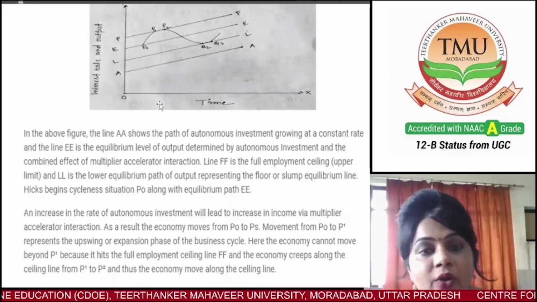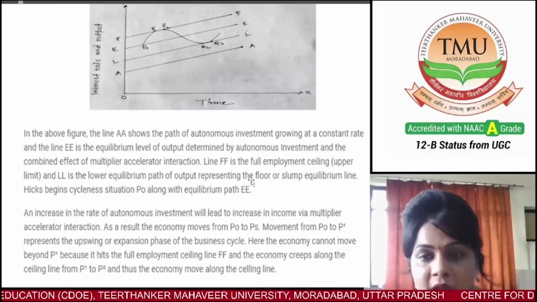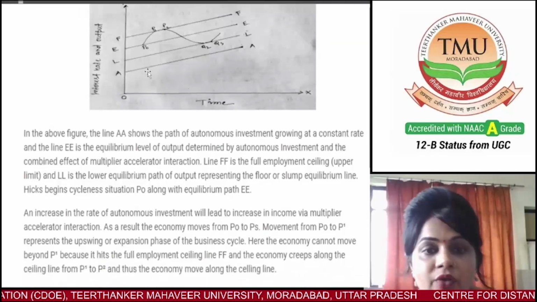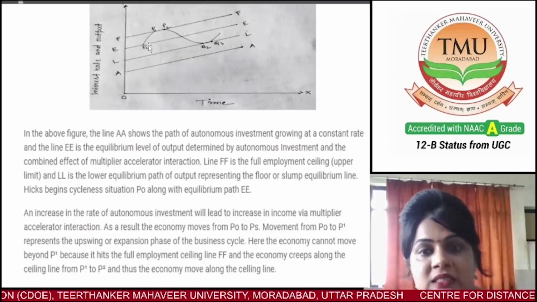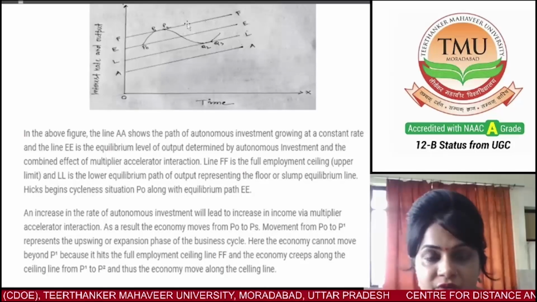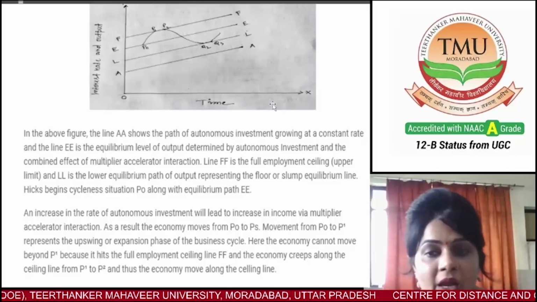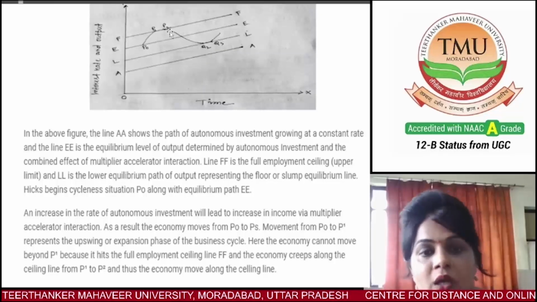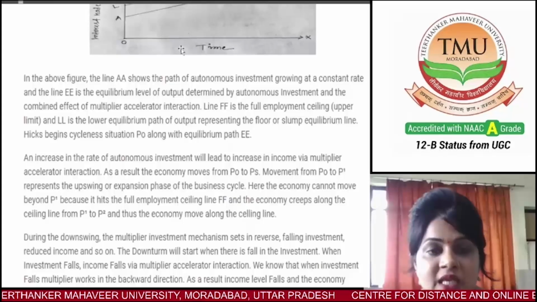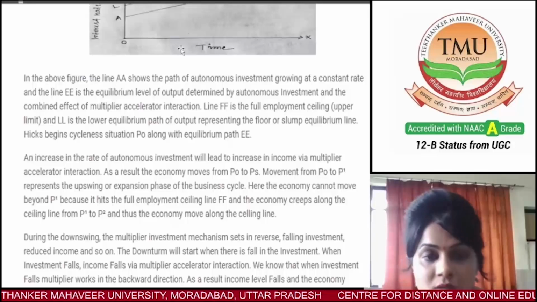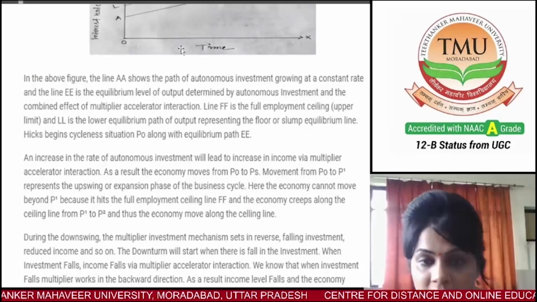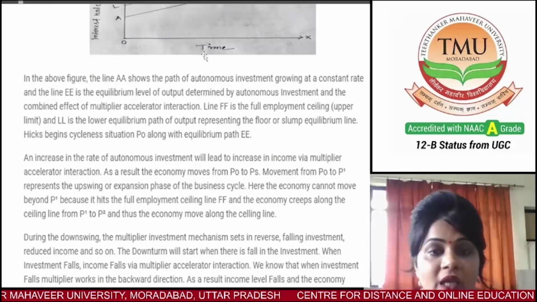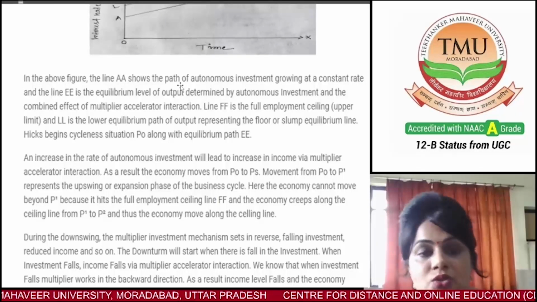Here the economy cannot move beyond P1 because it is the upper limit and it hits the full employment ceiling line F. The economy creeps along the ceiling line from P1 to P2. Thus, the economy moves along the ceiling. During the downswing, the multiplier investment mechanism sets in reverse: falling investment reduces incomes, and so on.